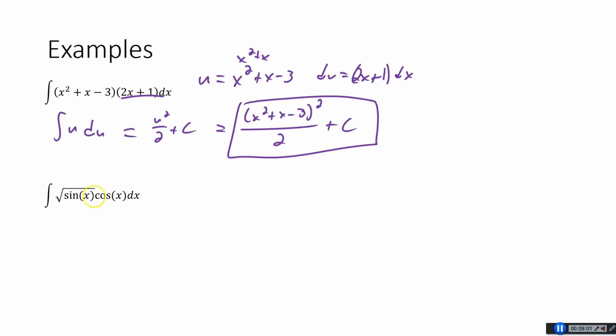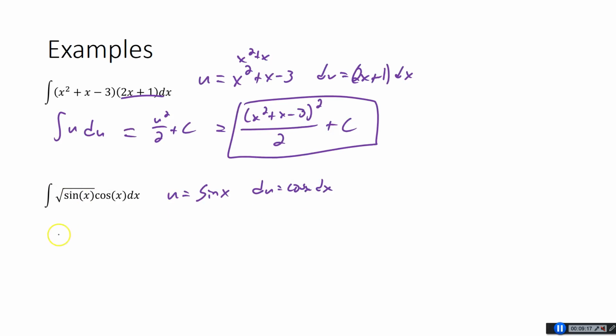All right, next one we've got root sine x times cosine x. Some people think that you could use either sine or cosine here. I definitely want to use sine x. The reason is because then du is just cosine x dx. The derivative of sine x is cosine x. And also now I don't have to deal with the root.